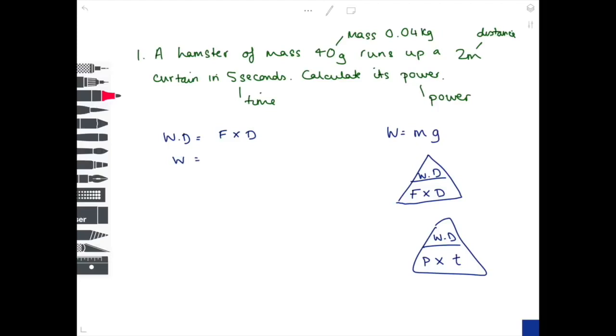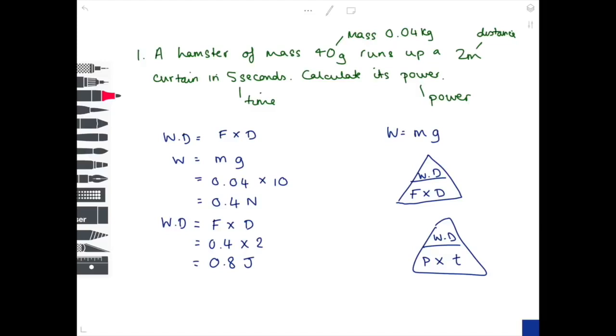So we need this equation first of all, which is weight is mass times gravity. I've already told you that the mass is 0.04. Gravity on Earth is approximately 10. So therefore, the weight is 0.4 newtons. Now we're going to calculate work done using the equation force times distance. Force and weight have the same unit, which is why I can substitute in 0.4 as the force. Distance is 2 as given by the question. So the work done is 0.8 joules.